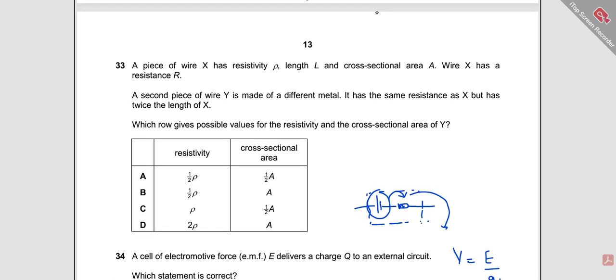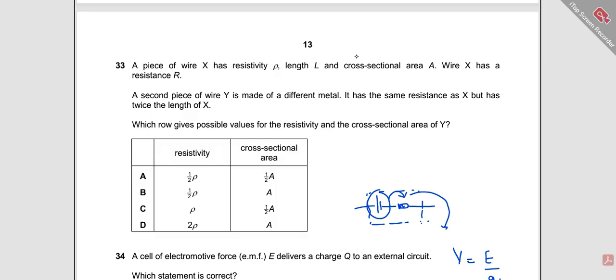Now, a piece of wire X has a resistivity rho, length L, and cross-sectional area A. Wire X has a resistance R. Now, a second piece of wire Y is made up of a different material. That means it is going to have a different resistivity, right? It has the same resistance, but has twice the length of X. Now give us the possible value of its resistivity and its cross-sectional area.